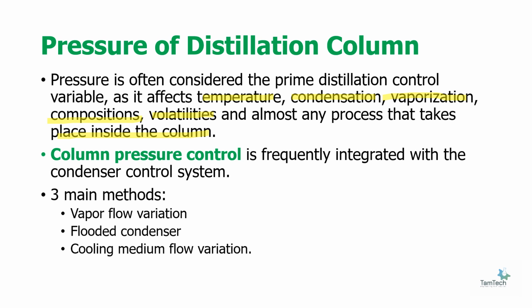So how would you control your pressure in the distillation column? Column pressure control is frequently integrated with the condenser control system. It means that while you are discussing pressure control, you'll always mention the three main methods for pressure and condensation control. These are vapor flow variation, flooded condenser, and cooling medium flow variation.